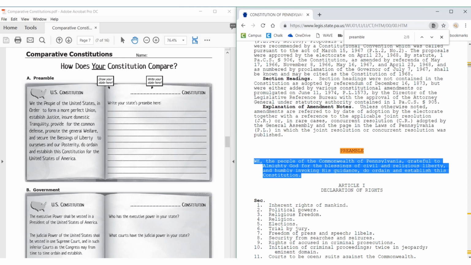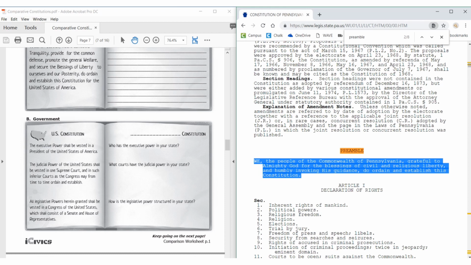And you'll see that ours is a little different, but overall it's very similar, which you should have learned yesterday when we were doing our quiz. Let's scroll down and look at our next one.